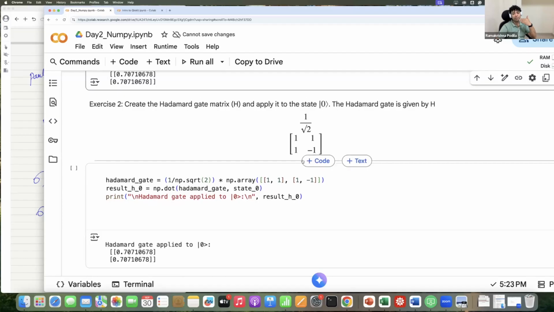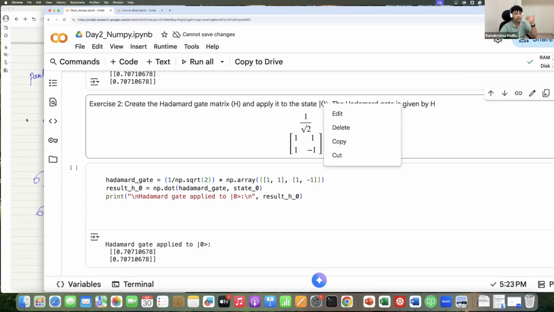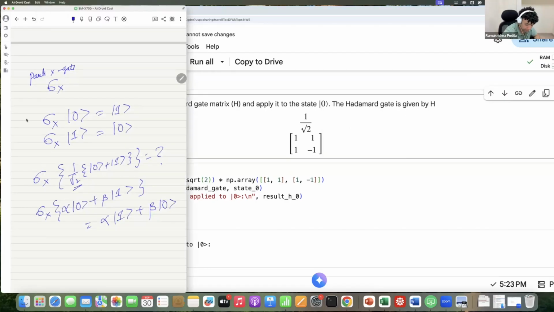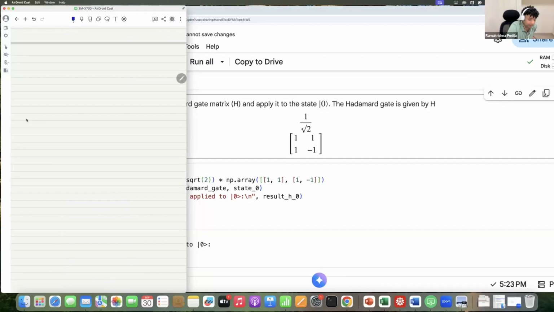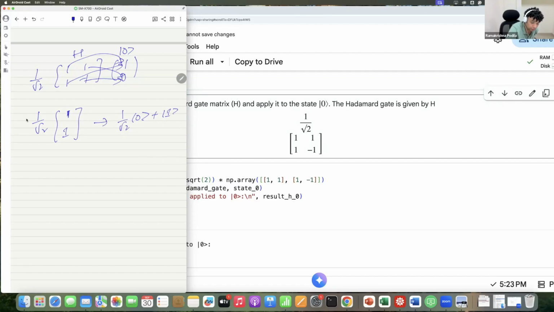The Hadamard gate basically takes the state 0 and puts it into a superposition. So let's see here. The Hadamard gate is given by 1 over square root 2 times the matrix 1, 1, 1, minus 1. If I apply this Hadamard gate H on state 0, which is 1, 0, then what do I get? I get 1 over square root 2. This one goes here, this one goes here, so I get simply 1. And then this one goes here, this goes to 0, so I get 1. So this would give me 1 over square root 2, 0 plus 1. So I get a superposition state.